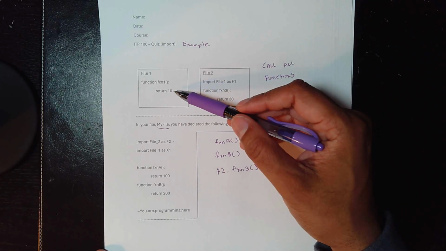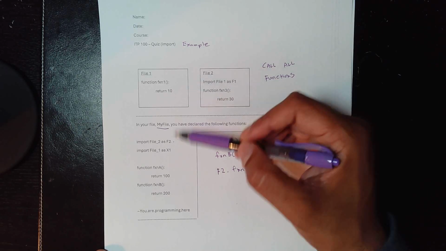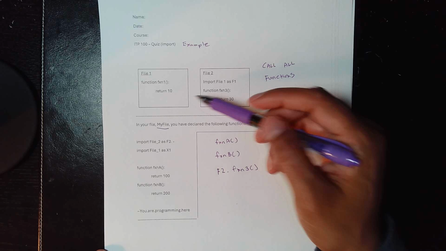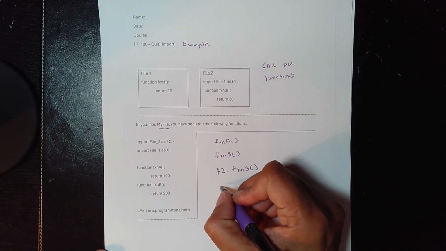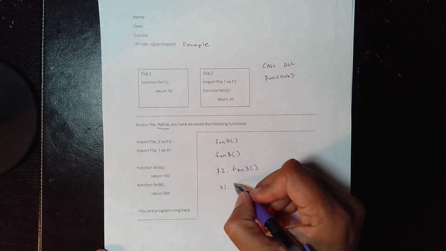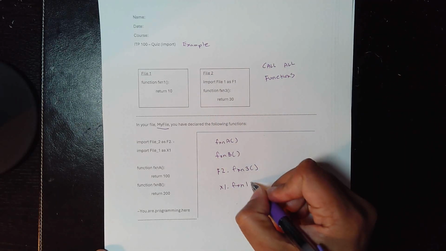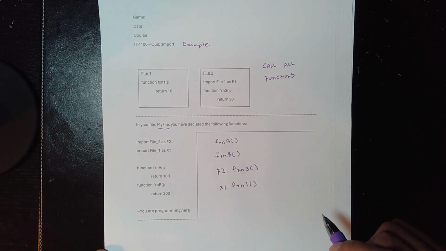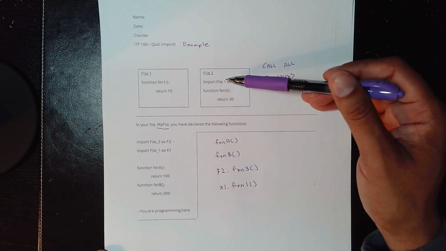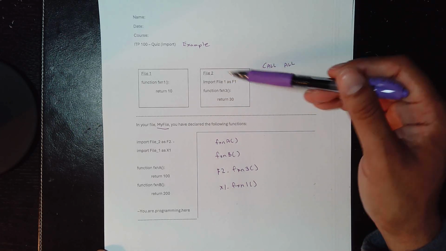Let's call this function from the perspective of file 1, because I'm importing file 1, right? Since I'm importing file 1, it's x1 dot function 1. Okay? Now, there is also a little caveat here. I'm also importing file 1 as f1 from file 1.